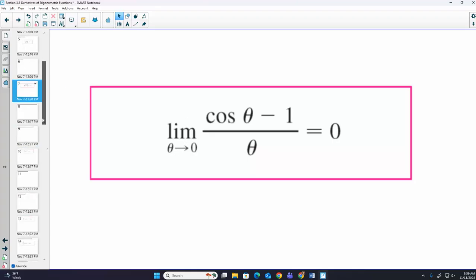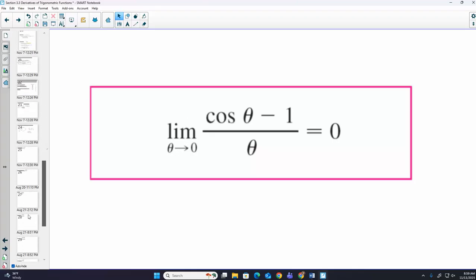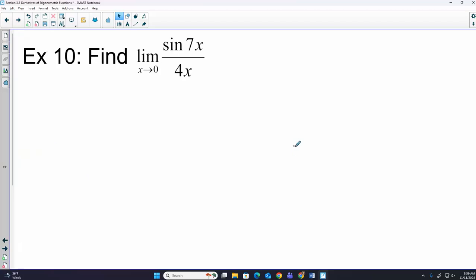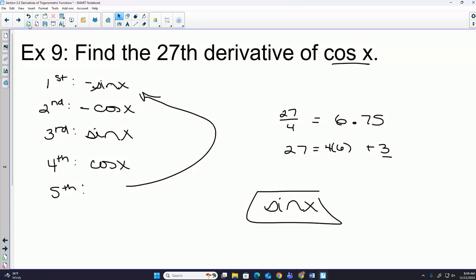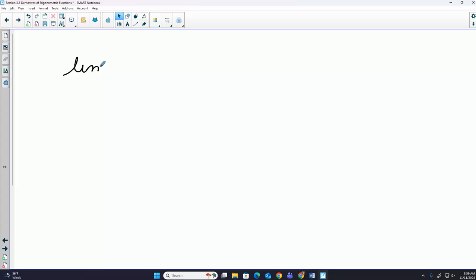So if I gave you this problem, can you just plug in 0 for your x's? No, because you get the sine of 0 over 0. We can't evaluate that. But we know the limit as theta approaches 0 of sine theta over theta equals 1.